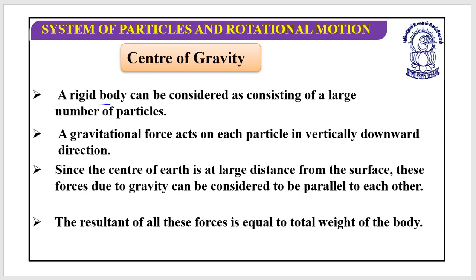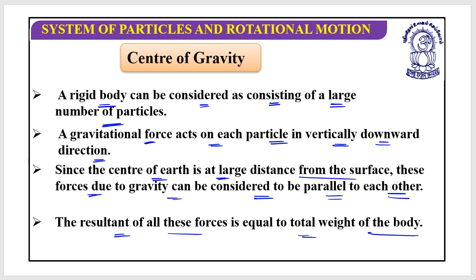We can say a rigid body can be considered as consisting of a large number of particles. A gravitational force acts on each particle in the vertically downward direction. Since the center of the earth is at a large distance from the surface, the forces due to gravity can be considered parallel to each other. The resultant of all these forces is equal to the total weight of the body. So this is about the weight of the body.